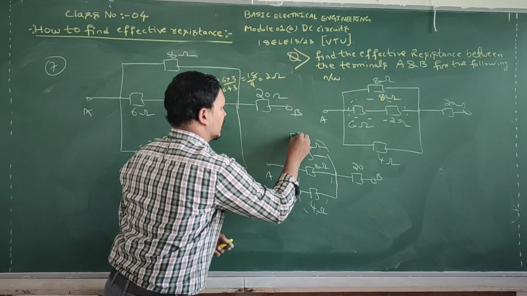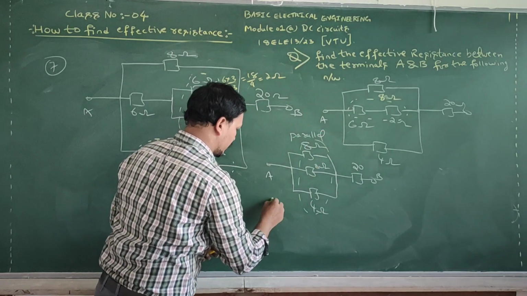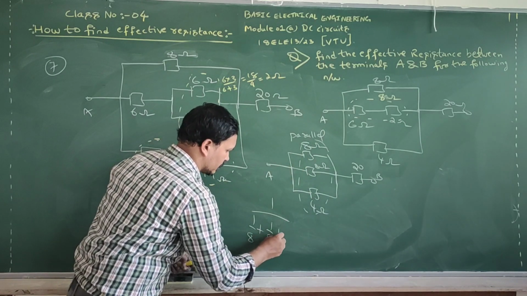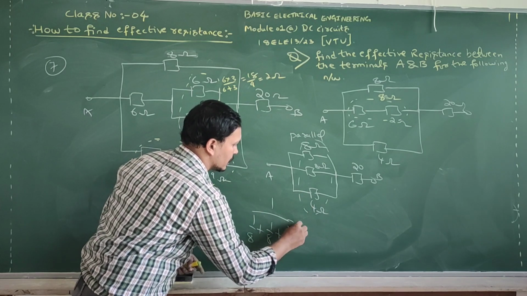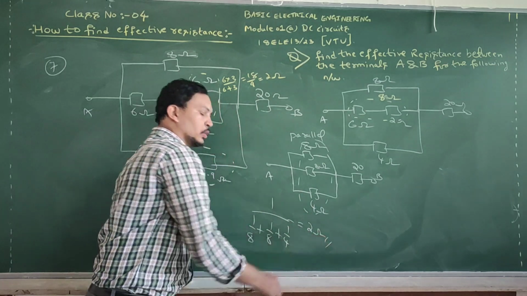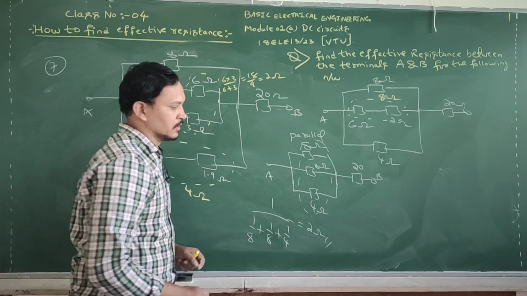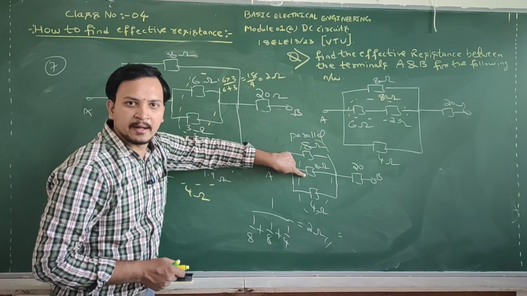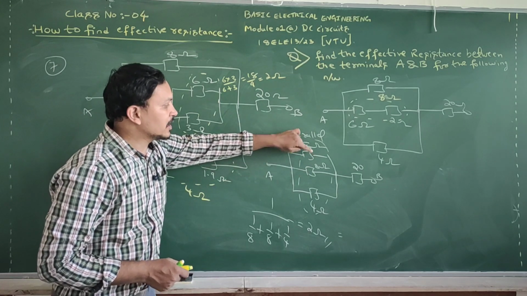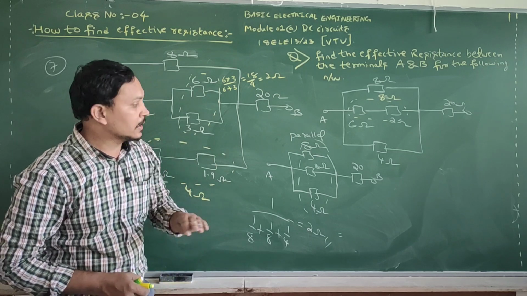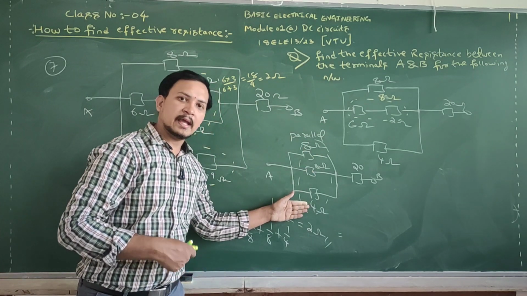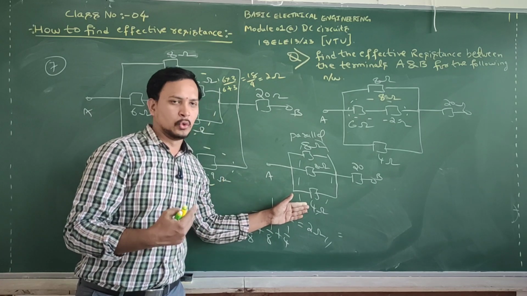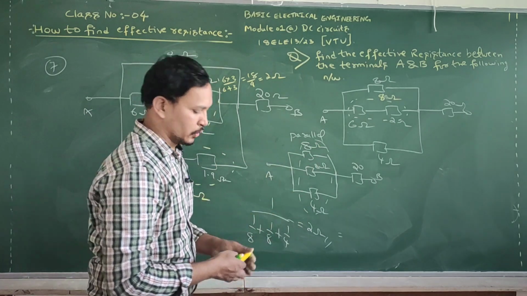So you can say parallel: 1 divided by 1 by 8 plus 1 by 8 another plus 1 by 4. This gives 2 ohm as an answer. How I did it means I used the identical concept. 8 and 8 are in parallel, identical. Two elements are identical, 8 by 2, 4 ohms. Now again, that 4 ohm and this 4 ohm, again identical. Two elements are identical. 4 by 2, 2 ohms. So this gets reduced to 2 ohms.